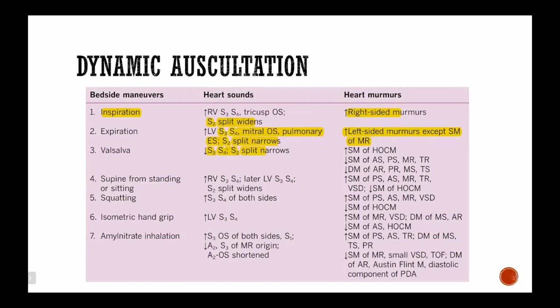But except in case of HOCM. Since the left-sided stroke volume is increasing, left ventricular volume is increasing, the pressure gradient will fall. And because of the fall in the pressure gradient, the systolic murmur of HOCM will reduce in intensity. So basically, valvular murmurs and murmurs because of HOCM will go opposite in direction. That is, their effect with all these maneuvers will be reversed.